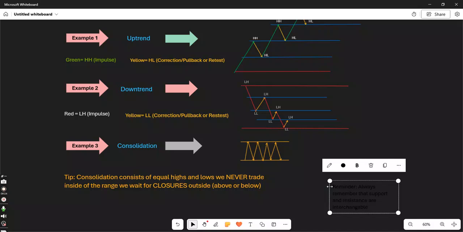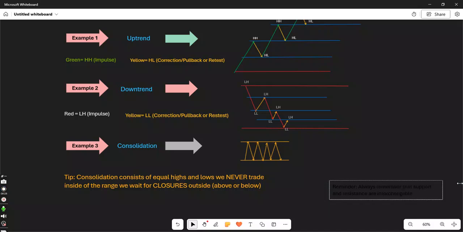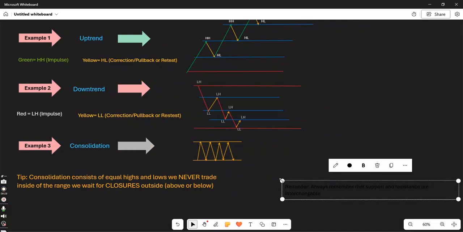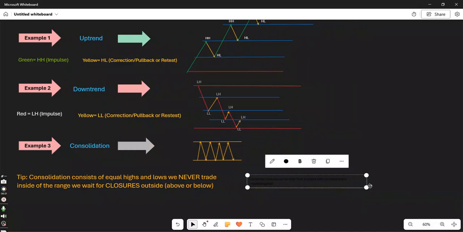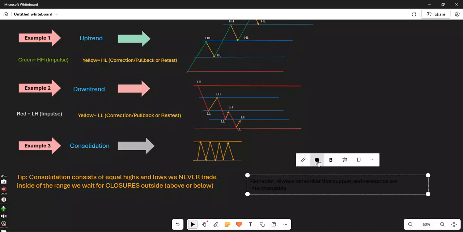I probably did put it on here. We'll see when we move forward in this, but I just wanted to put this here as a reminder that support and resistance are interchangeable.